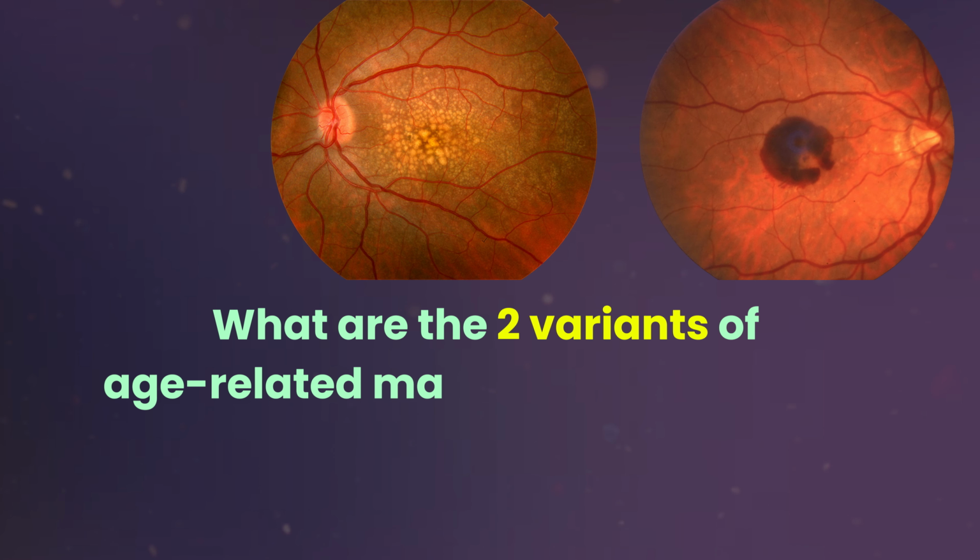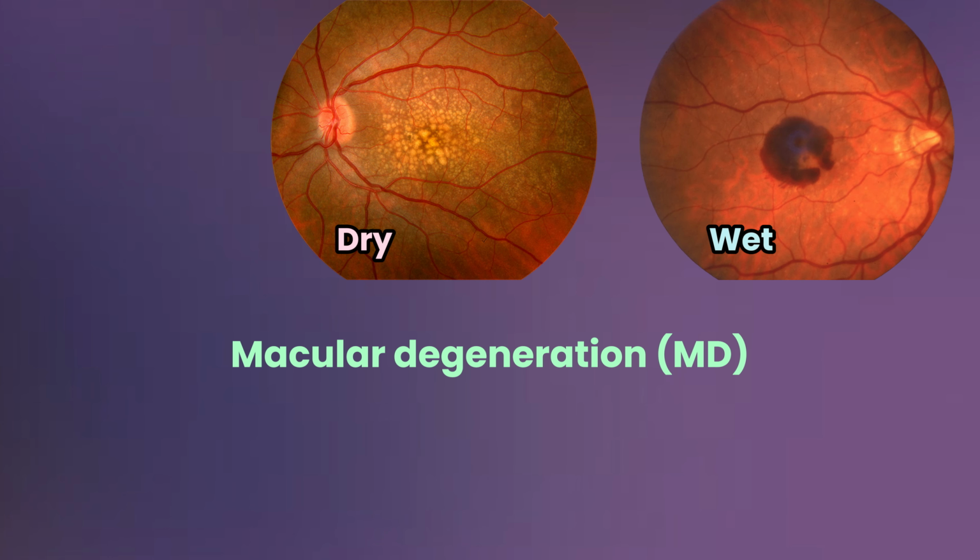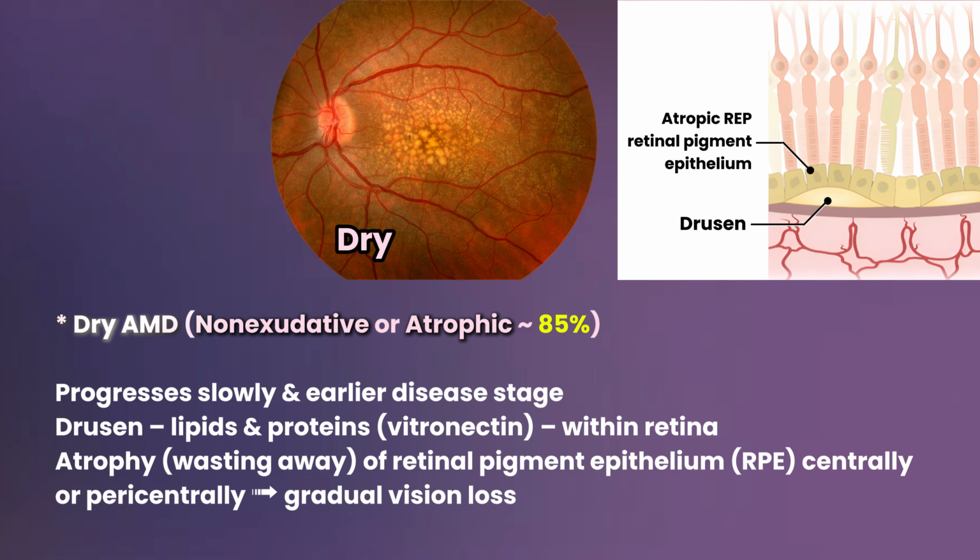What are the two variants of age-related macular degeneration? There are dry and wet forms of macular degeneration. Dry AMD, non-exudative or atrophic AMD. Accounting for approximately 85% of cases, dry AMD progresses slowly and typically represents an earlier disease stage. It is characterized by the deposition of drusen, yellow-white spots consisting of lipids and proteins like vitronectin within the retina. As the disease advances, progressive atrophy of the retinal pigment epithelium, occurring centrally or paracentrally, leads to gradual vision loss.